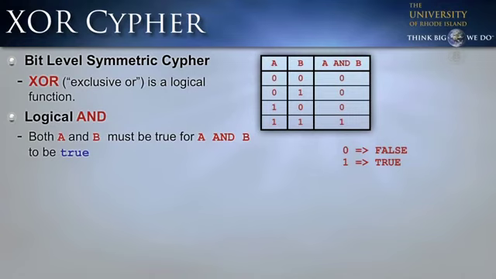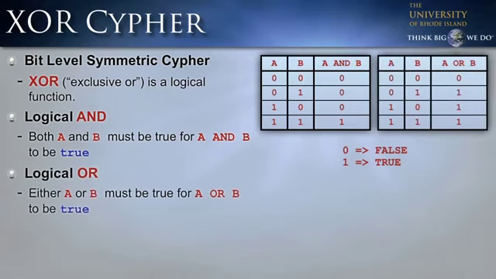If you look at this table and look at the column for A and the column for B, you see the only time that the third column, A and B, has a 1 is when A has a 1, which is true, and B has a 1, which is true. Then the result of that group is true also. The logical OR function means that either A or B must be true for A or B to be true. And in this table, anytime there's a 1 in column A or a 1 in column B, there's a 1 in column A or B. The only time A or B is false is when both A and B are false.